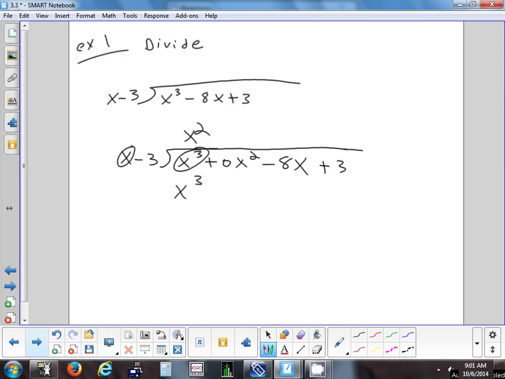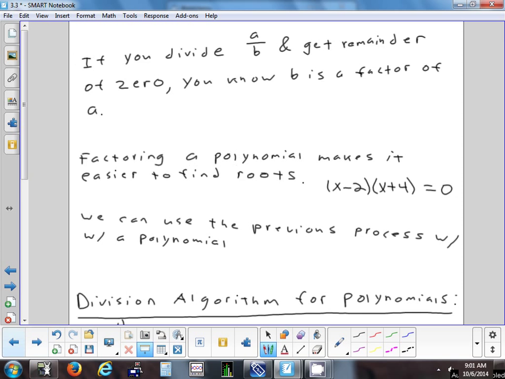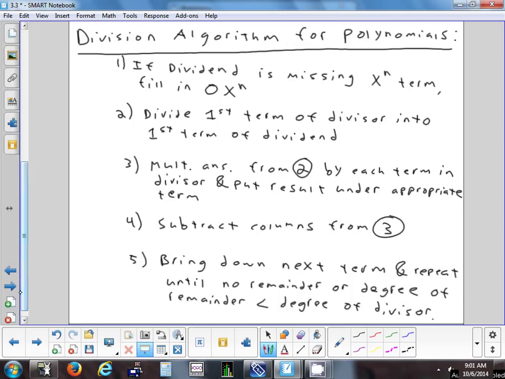Okay, Andrew, what's x squared times negative 3? Negative 3x. Close. Negative 3x squared. Yep, negative 3x squared. And that's it for that step. Okay, next step. Subtract the columns from step 3.